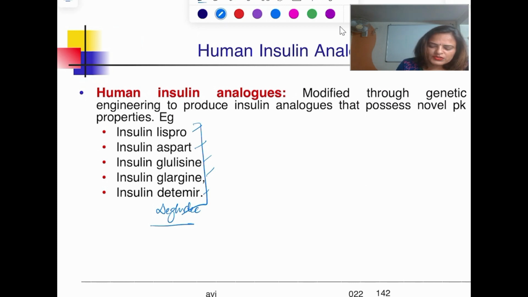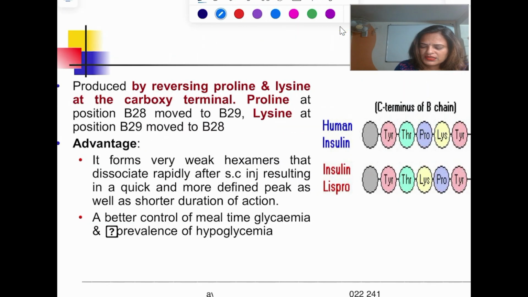Let's see the first one. All these are human insulin analogs. Lispro. How are we going to get Lispro? This is the structure of human insulin. By reversing, this is Lispro. This stands for lysine and this is proline. You can see the B chain: this is the proline and this is the lysine.